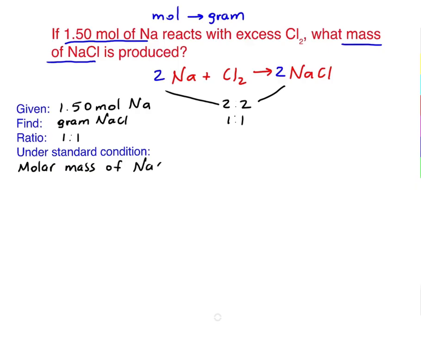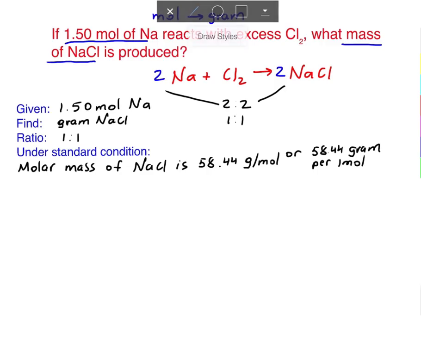So under standard condition, what we need to do is find the mass of sodium chloride. That's why we need to make sure that we know the molar mass of sodium chloride as well. Under standard condition, the molar mass of sodium chloride is 58.44 gram per mole, or we can also say it as 58.44 gram per 1 mole of sodium chloride. And how do you know those numbers? It's on the periodic table.